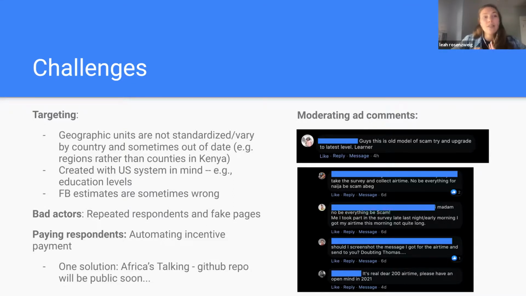Sometimes, again, with these payment systems, errors happen. So sometimes people don't get paid and then they comment on the ad and say, I took the survey 3 days ago, I haven't gotten my airtime, where's my airtime? And then I respond to people and say, send me a direct message, I'll look it up, or the issue has been resolved, you should be paid in 24 hours. And I leave that public just to make sure people know that I'm being responsive and addressing these issues. But yeah, I don't have a surefire way to deal with the scam problem.